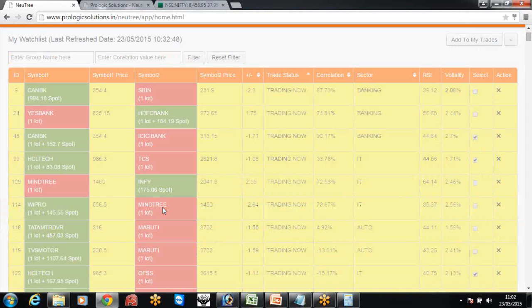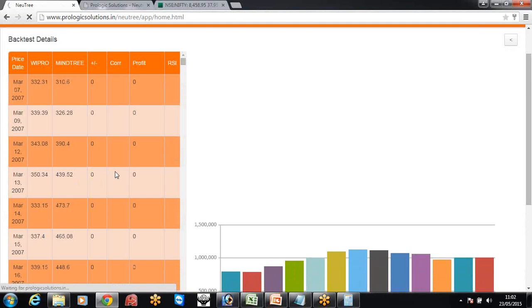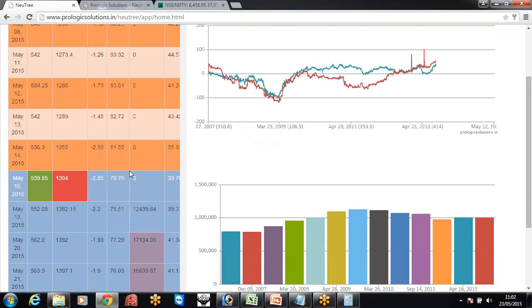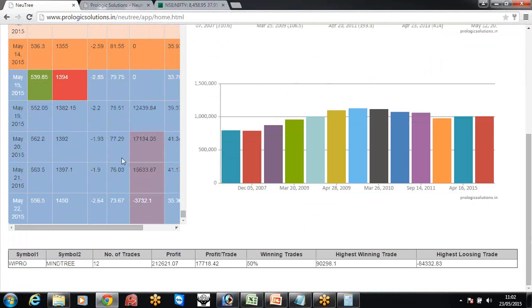Wipro and Mindtree, yes, this is again. So you can see that Mindtree is weak against most of the IT pack. So this is the trade that is currently running in Wipro and Mindtree. May 15th it generated. Wipro was a buy, Mindtree was a short. 2.85 is the Z score. 79% is the correlation.